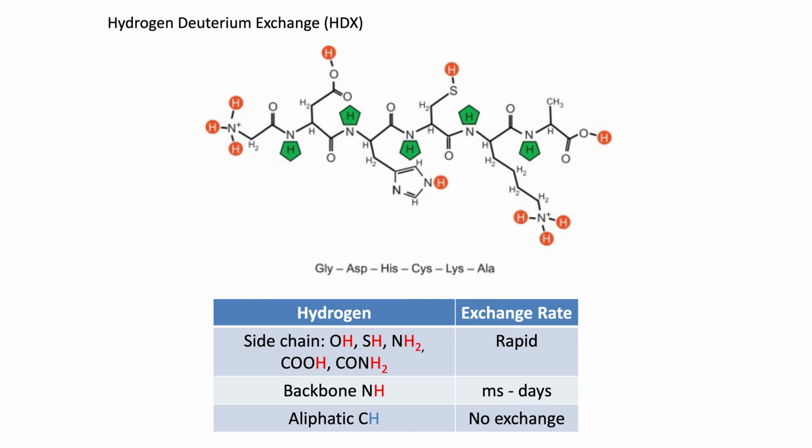If you look at a single peptide like this, there are several hydrogens that could exchange. Within the side chain, there tends to be a very rapid exchange rate that goes so quickly that it's impossible for us to detect. In contrast, the aliphatic hydrogen on the carbon doesn't exchange at all, so that one we're also going to lose. Conveniently, the backbone amide group does have an exchange rate on the order of milliseconds to days, and so it's these exchange reactions that we're going to be analyzing.